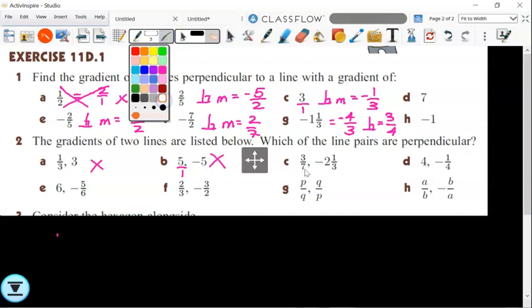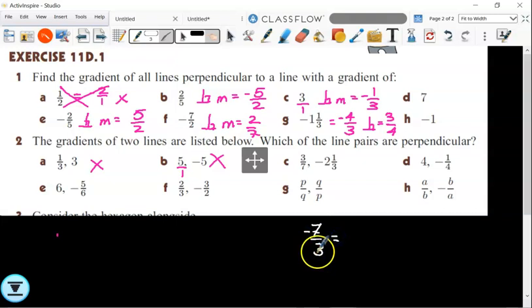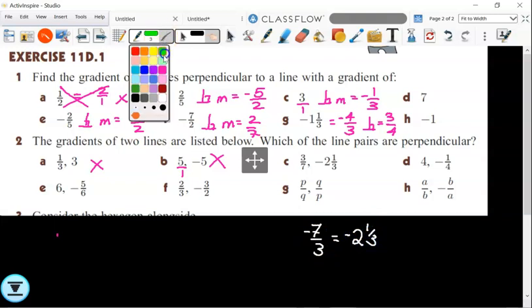So what is 3/7 flipped? That would be -7/3. How many times does 3 go into 7? Twice with 1 left over. So, yes. Winner, winner, chicken dinner.